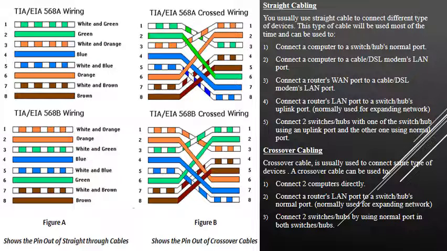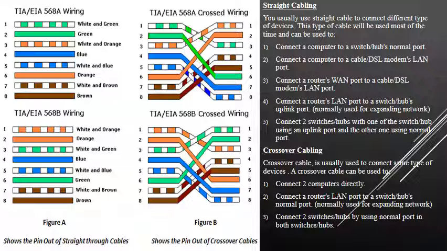Straight cabling. You usually use straight cables to connect different types of devices. This type of cable will be used most of the time and can be used to connect a computer to a switch or hub's normal port, connect a computer to a cable or DSL modem's LAN port, or connect a router's WAN port to a cable or DSL modem's LAN port, or connect a router's LAN port to a switch or hub's uplink port, normally used for expanding networks. Connect two switches or hubs with one of the switch or hub's using an uplink port and the other one using a normal port.